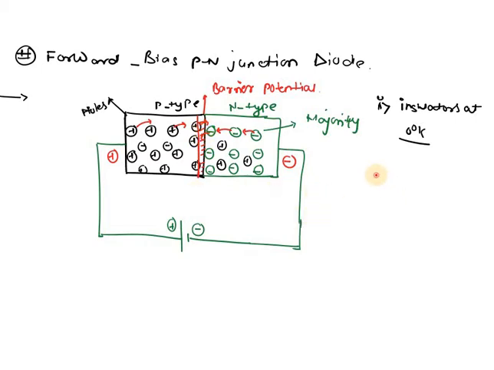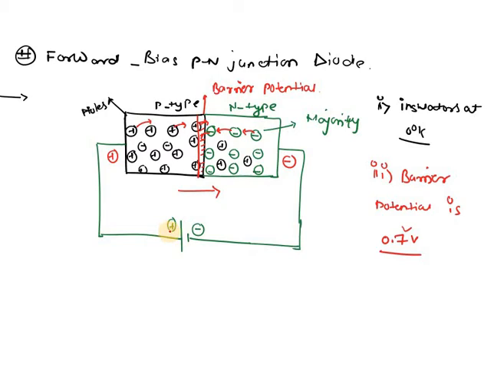Now the typical value of barrier potential I am writing here: barrier potential is 0.7 volt. How much? 0.7 volt. Until and unless it crosses 0.7 volt, there will not be excess current that flows from p-type to n-type, or in one direction. That means the barrier potential of a forward bias PN junction diode is 0.7.